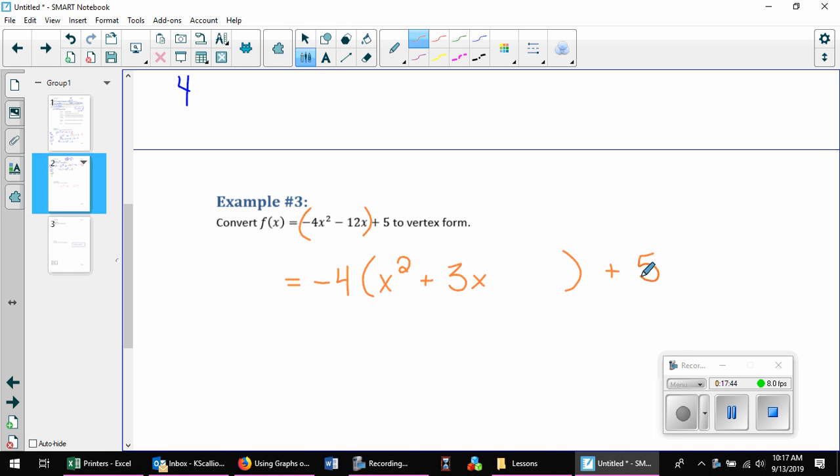Okay, so things that can really screw you up, that will change where your vertex is, and will make you cry, especially if I ask you to graph these: when you take out your negative 4, that would change to a positive. That's going to affect things later. Okay, now what am I going to do? Side note. Ugly. So we got 3 divided by 2 squared.